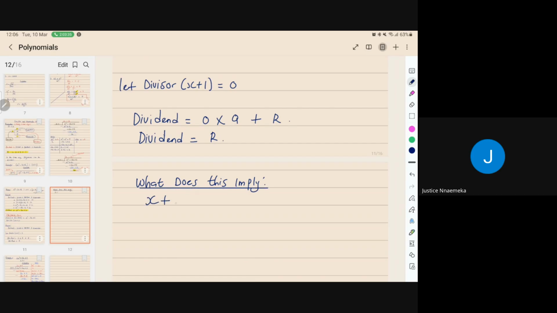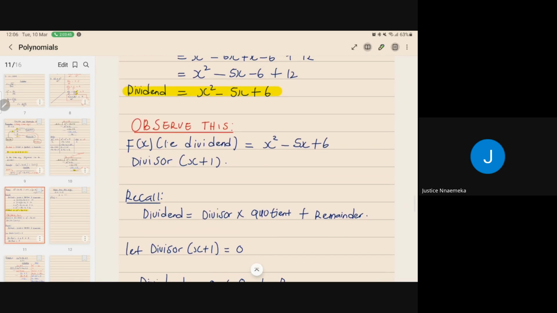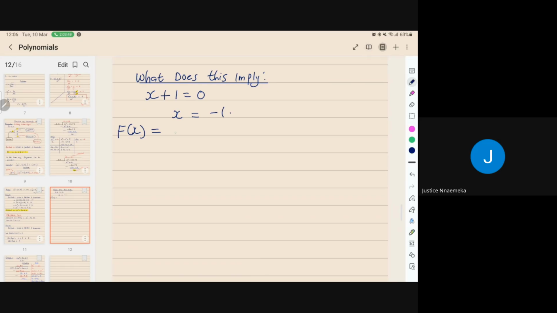We have that x plus 1 is equal to 0, so that x is equal to minus 1. You have the function f of x equal to x squared minus 5x plus 6. So that f of minus 1 is equal to minus 1 squared minus 5 times minus 1 plus 6. What was the remainder for that question we solved, the first question? Was it 12? Yeah, 12, right?